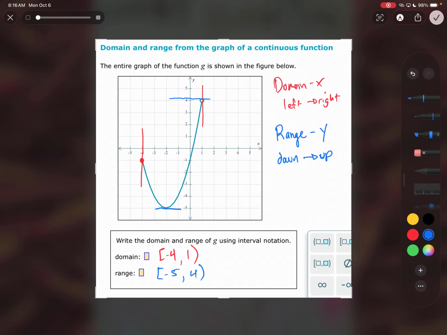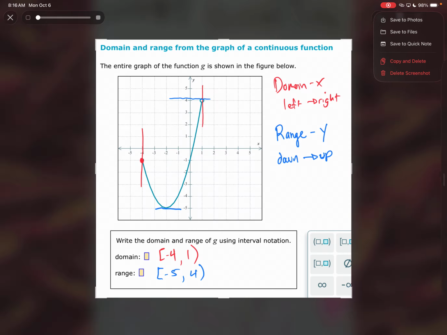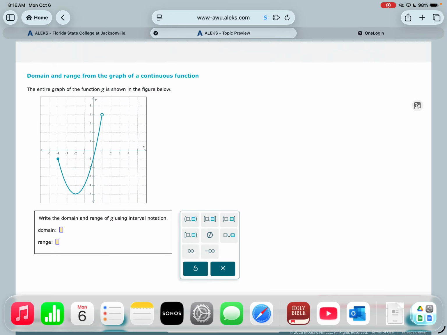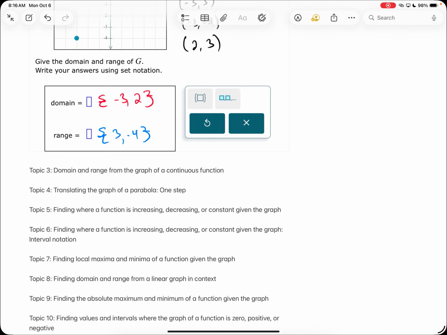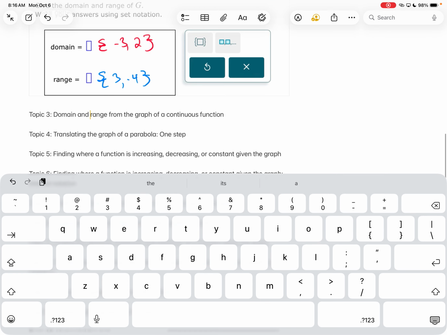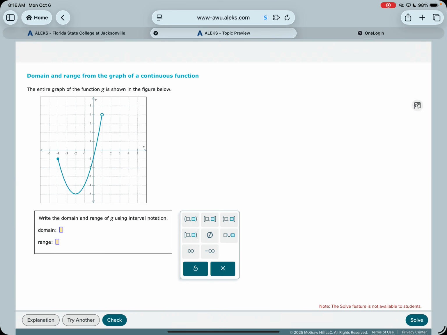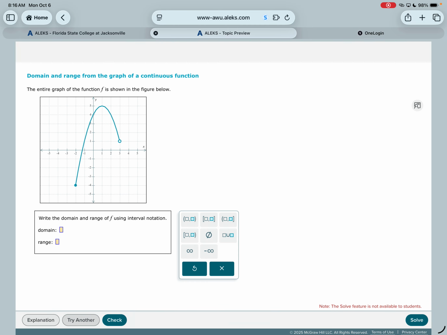The domain is your x's, so it's left to right. Your range is your y, so it's the bottom to the top. How far down it goes to how far up it goes. This is something that is useful, like if you're talking about manufacturing, like how many products can you manufacture a day and still make money versus how much the factory can actually manufacture, and different things like that.